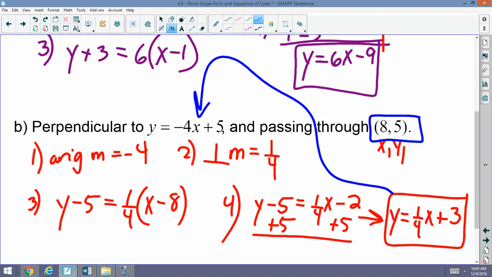It's a very good question. The original slope is -4. Perpendicular slopes are negative reciprocals of each other. So if the original slope was -4, then the negative reciprocal is you flip and multiply by a -1, so that'd be positive 1/4.